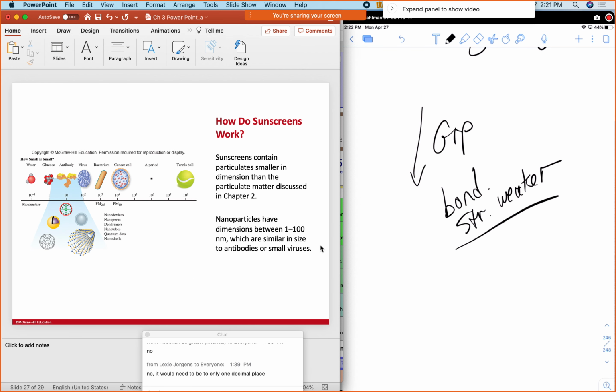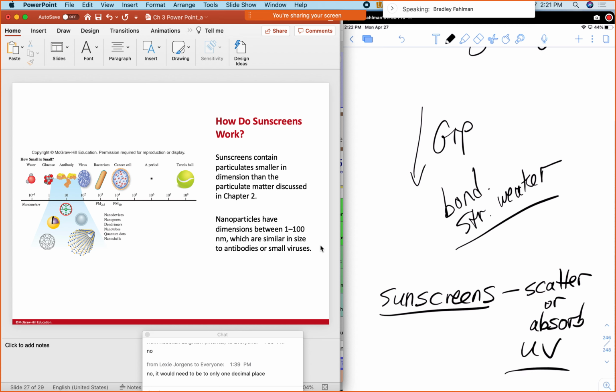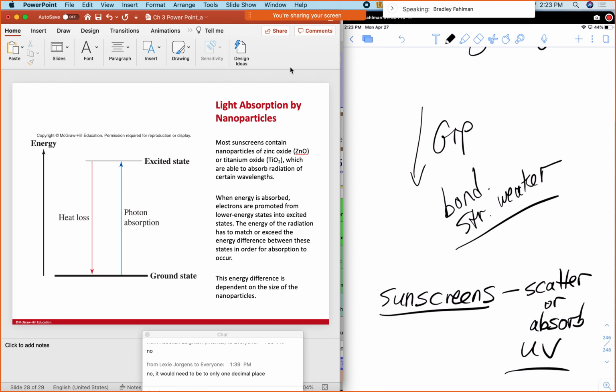Sunscreens, I'm not going to ask so much about how they work, because that's really beyond the scope of this class. I really won't talk too much. It's got particles in them that absorb or scatter UV. So they either scatter or absorb UV radiation, so it leaves your skin alone.